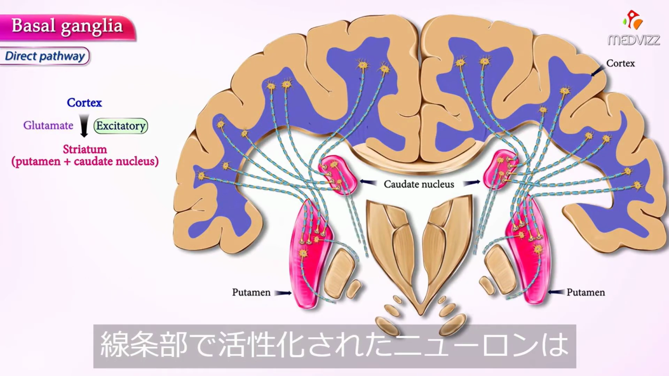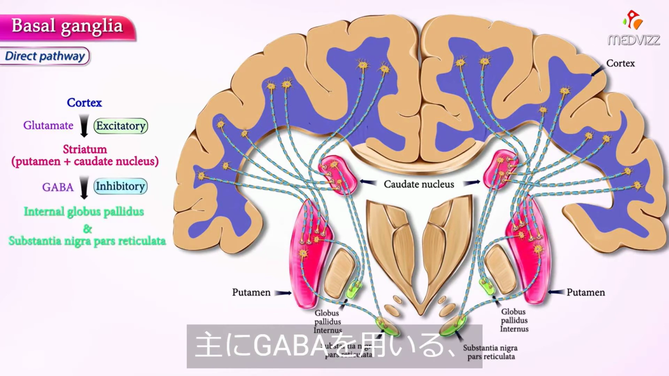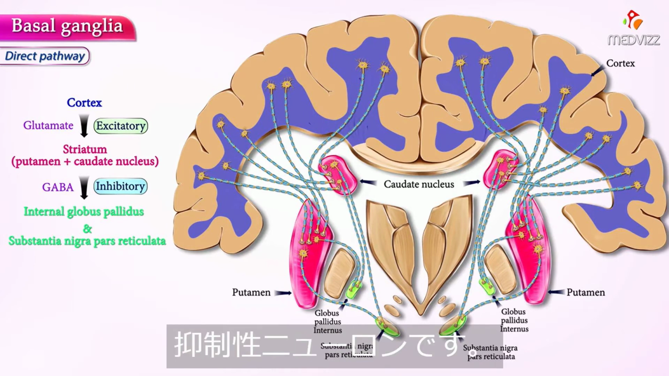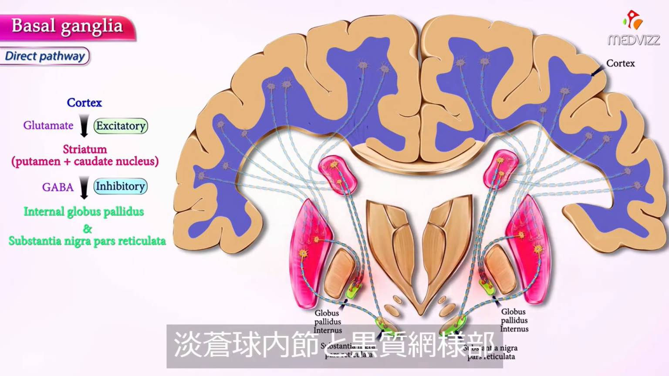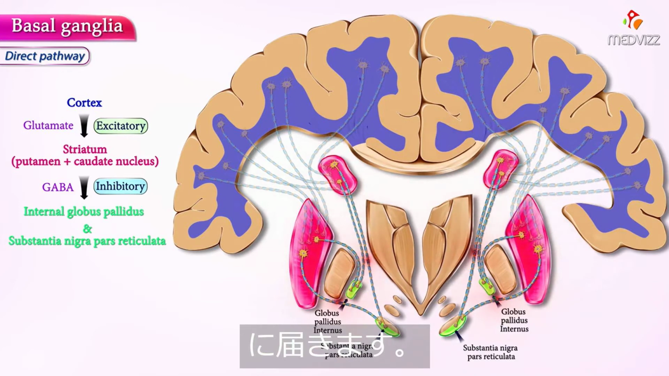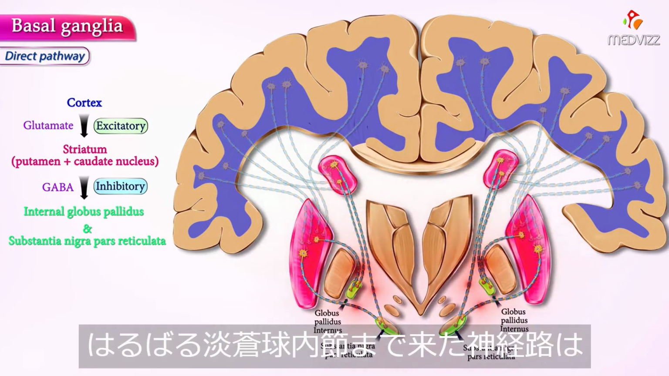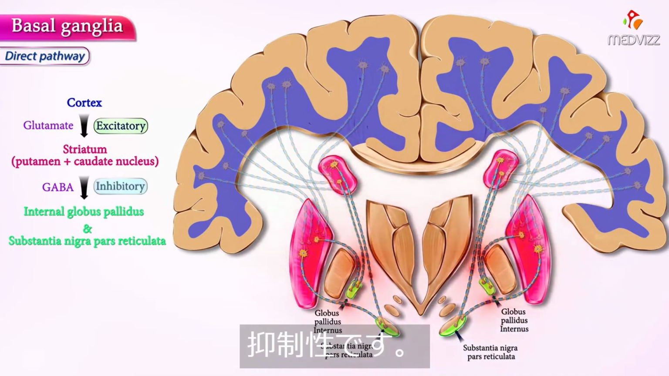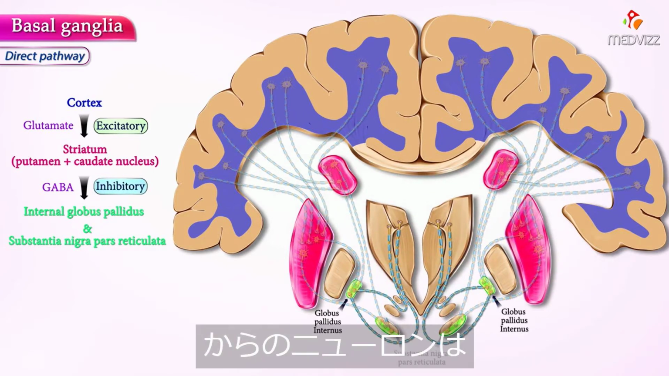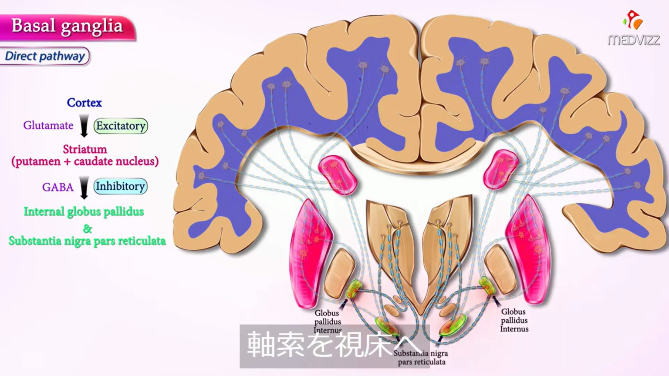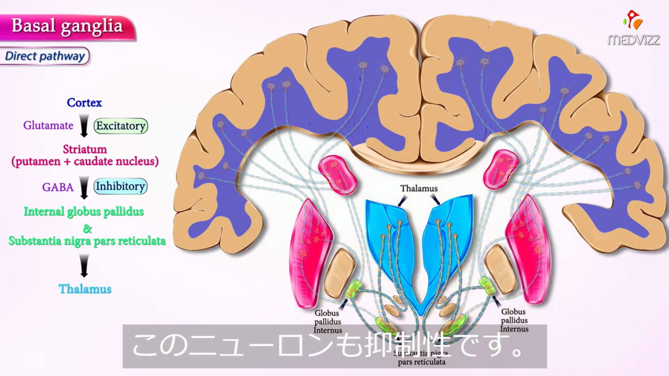These neurons, which are activated in the striatum, are inhibitory neurons, which use gamma-aminobutyric acid as their main inhibitory neurotransmitter. The axons from the striatum reach the globus pallidus internus and substantia nigra pars reticularis. So the pathway from the striatum all the way to the globus pallidus internus is inhibitory. The neurons from the globus pallidus internus and substantia nigra pars reticularis send their axons to the thalamus. And remember that even these neurons are inhibitory.